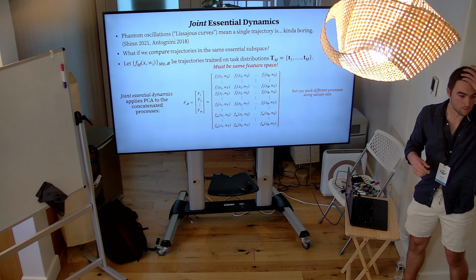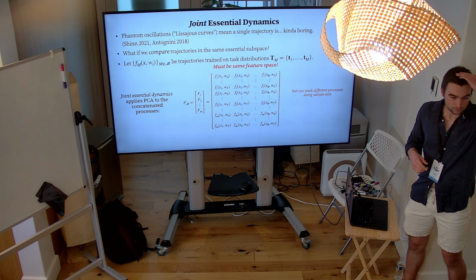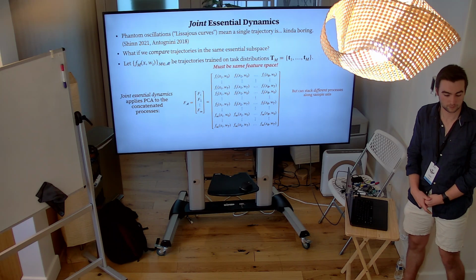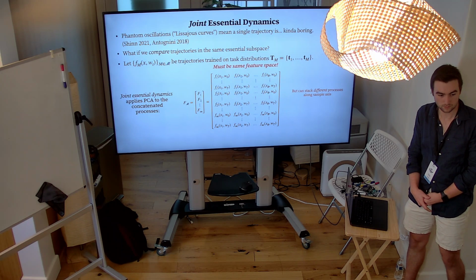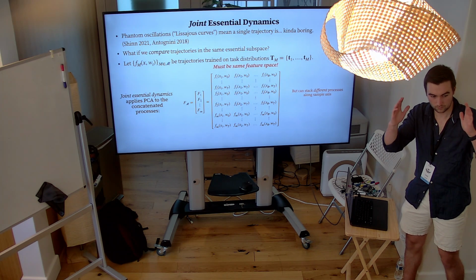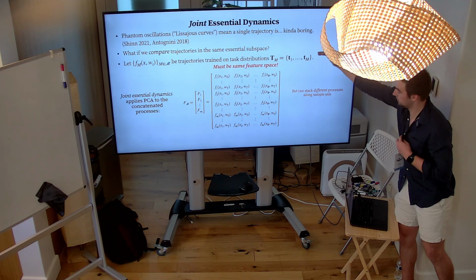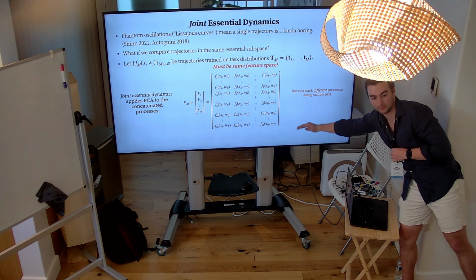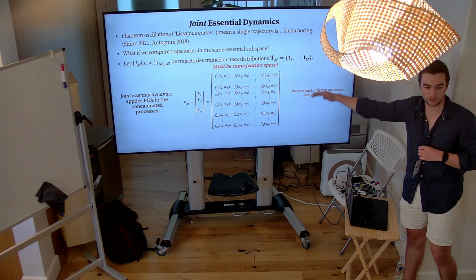So, the axis you're stacking on, is it like you're taking the samples from one run with one task, and then you continue, and now it's the second run on another task? Is it on the training sample axis? On the training time axis. Training time axis, yeah. Column wise.